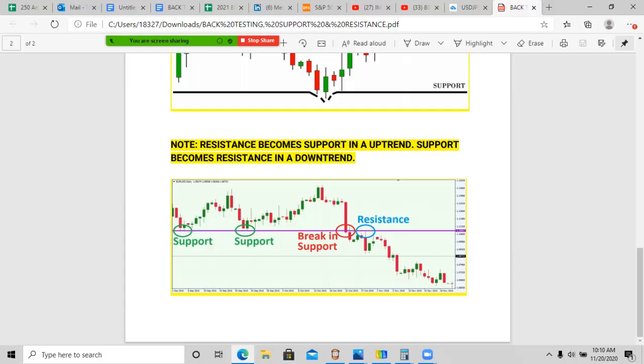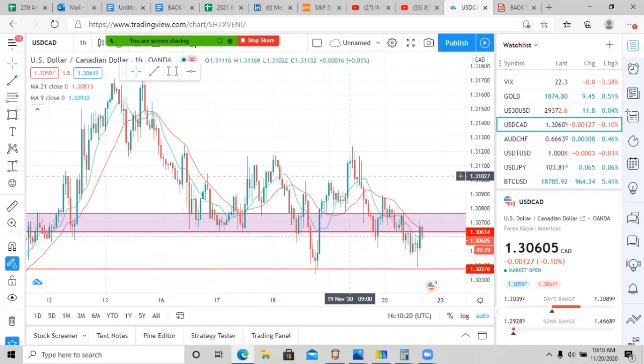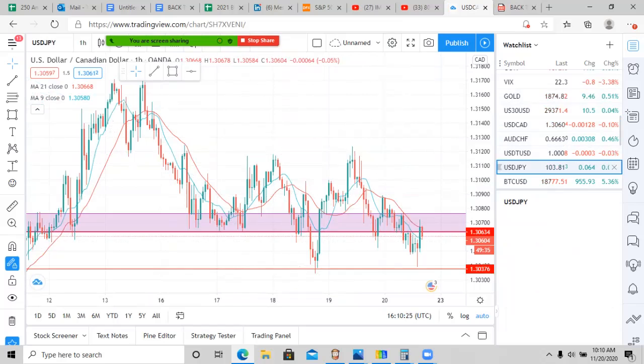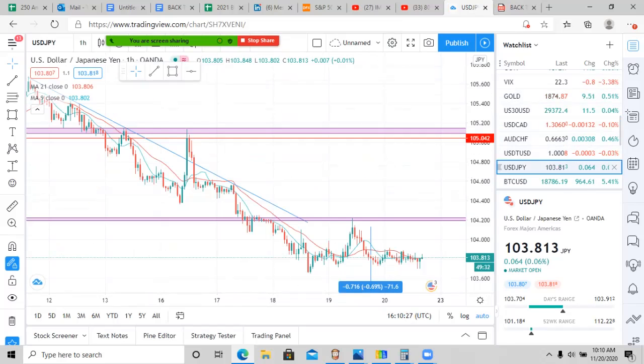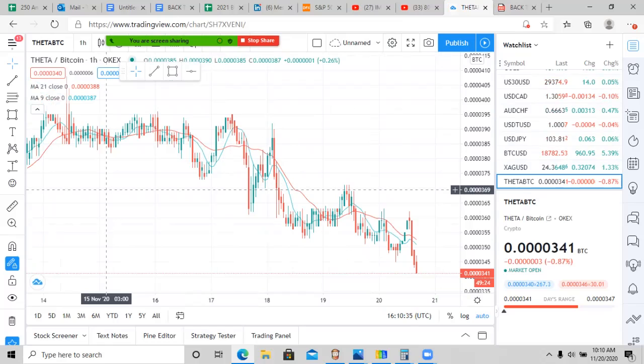So let's jump to a chart and see what that looks like. Basically, we can take any chart. This is USD CAD. I'm trying to find you guys a clean one that I haven't marked up a lot. Let's go here. This is Theta, which is a very good coin. You guys should be paying a lot of attention to it because Theta is going to be pretty big.